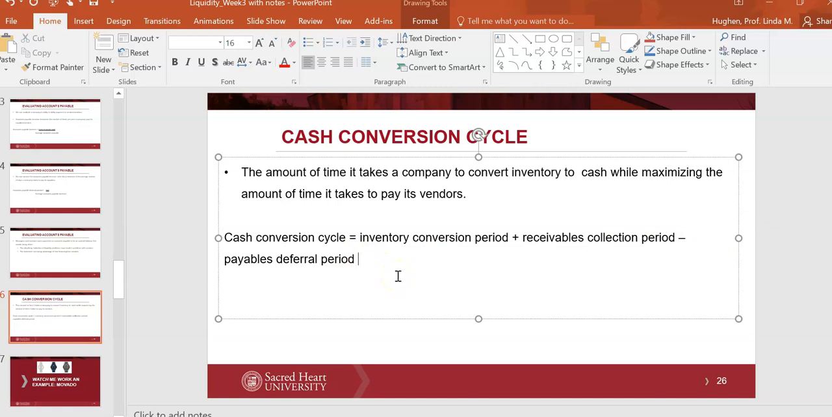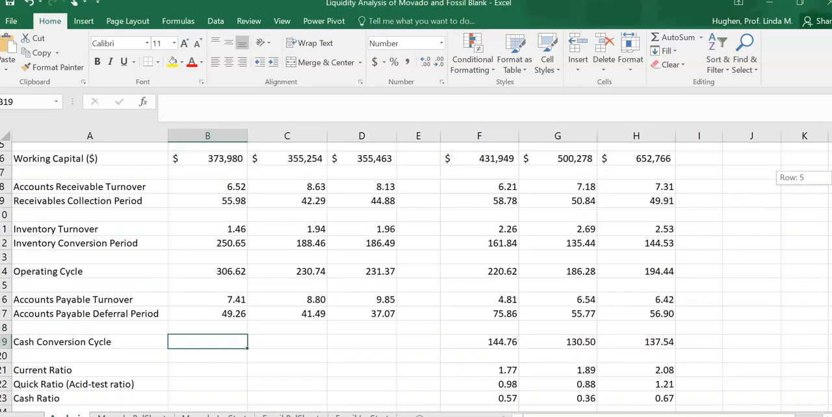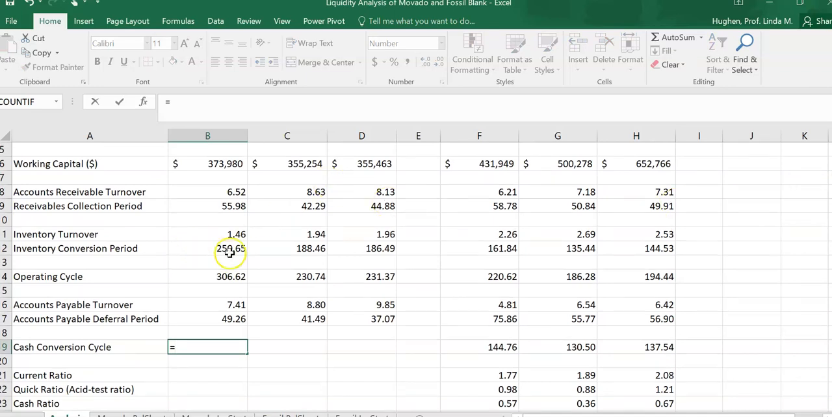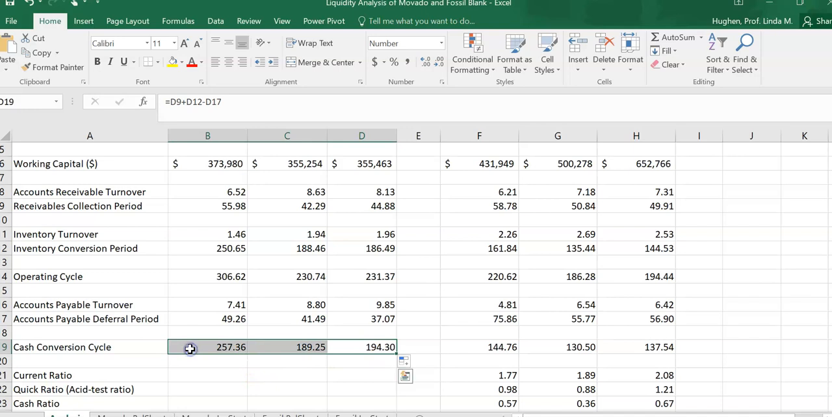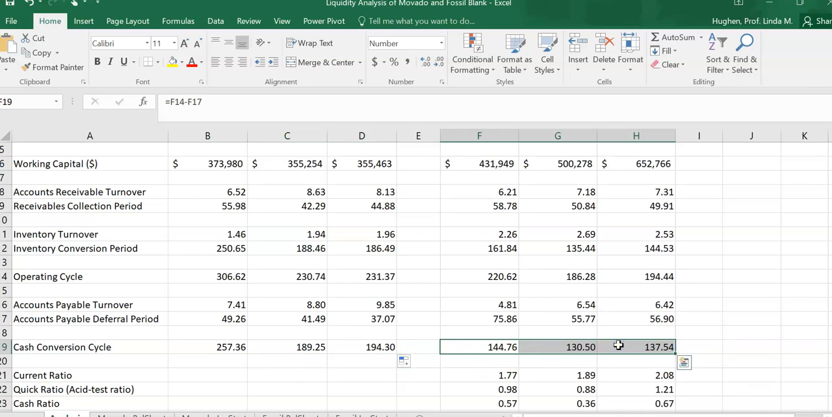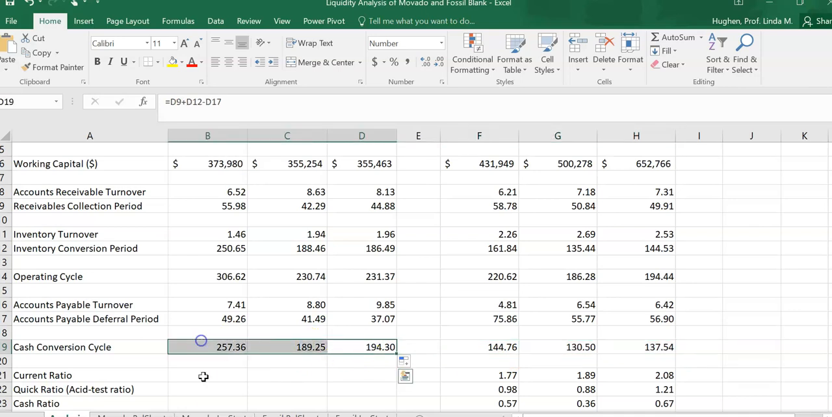The lower the cash conversion cycle, the better, for the same reason that we want the operating cycle to be low. We want to be able to use our cash as productively as possible to generate gross profit and operating income. Let's calculate the cash conversion cycle. This is easy once we've already done our other three measures. We take our receivables collection period, plus our inventory conversion period, and from that we subtract our accounts payable deferral period. So we see a deterioration in the cash conversion cycle for Movado, and we see that Fossil has a more favorable cash conversion cycle than Movado does.